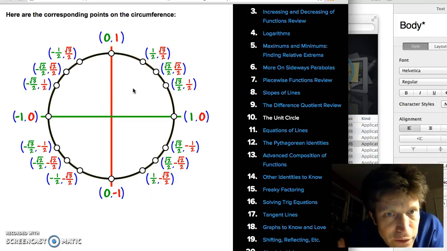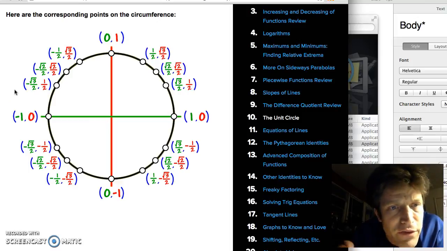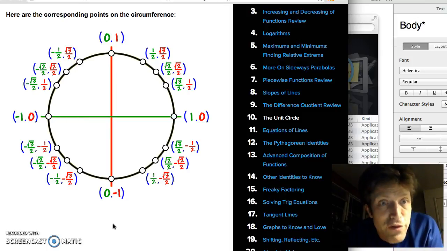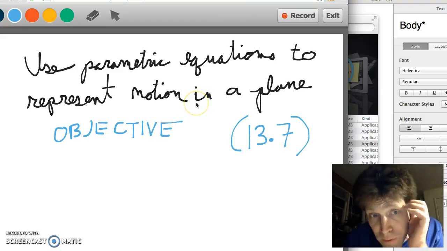The angle itself, the 30, the 45, the 60, is not on the graph. It's a third variable that's not on the graph. This is an XY graph. 30 is not mapped here. 45 is not mapped here. 360 is not mapped here. It's a third variable. So what to do with that third variable? Well, that's what parametric equations are all about.